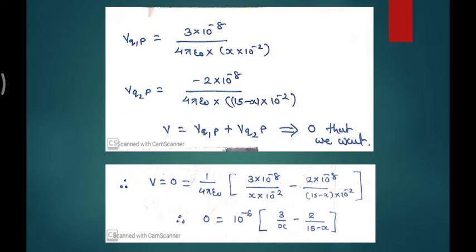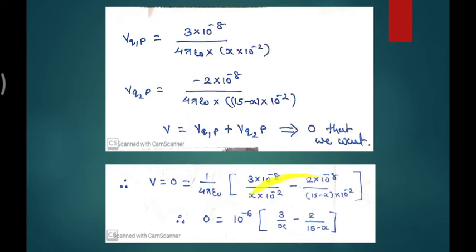Okay, 3 into 10 to the power minus 8 and the x upon 2 into 10 to the power minus 8. This is because of this minus 2 into 10 to the power minus 8 over 15 minus x into 10 to the power minus 2. Here we are ignoring the power because 1 over 4 pi epsilon 0 is multiplied with the 0, it will be 0. Then 10 to the power 8 and 10 to the power minus 2 reduce to 10 to the power minus 6 on both sides.